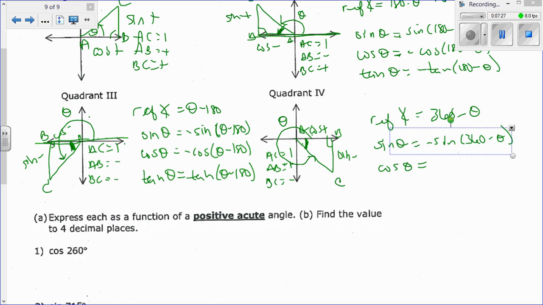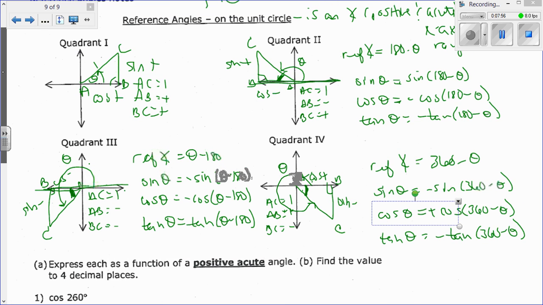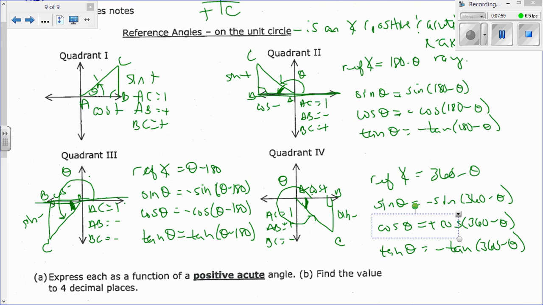Cosine of theta is equal to positive cosine of 360 minus theta. And tan theta is equal to a negative tan of 360 minus theta. Okay, I know you're probably thinking, oh, I really don't need to know this stuff. This is just little. It's not going to make a difference if I learn this or not. But this is a huge, huge, huge topic that you really need to understand because this comes back and we use it a lot.